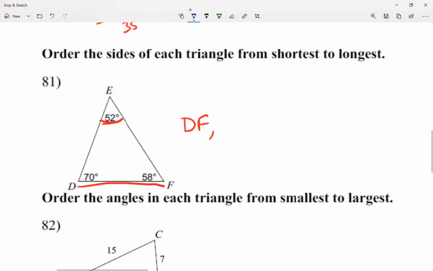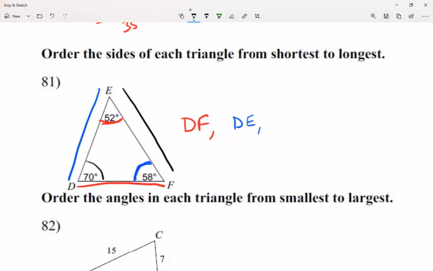All right. What comes after 52? Remember, I'm going from small to large. Angle-wise, 58. That is opposite. Opposite means far away from this blue side. That side, I'm going to call it DE or ED, right? DE, ED, the order doesn't matter. Now, the biggest side, the biggest angle is 70, so the biggest side is EF or FE. Notice all my letters are capitalized, so don't forget that.